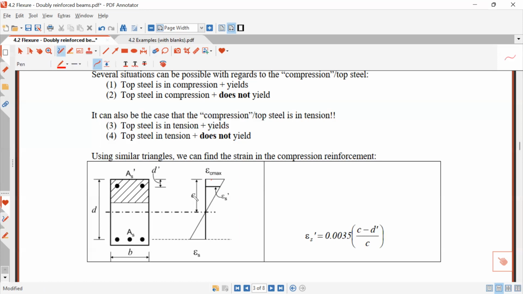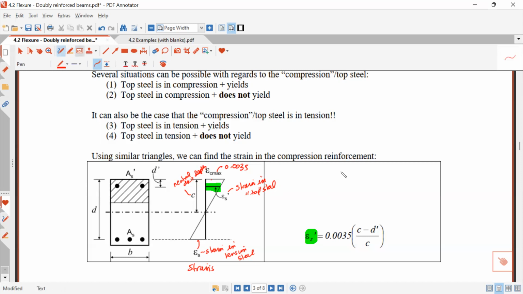So we remember this is the neutral axis depth. This is c, right? We remember this is 0.0035. What am I showing here? These are the strains, right? Here's the strain in the tension steel, and this is the strain in this top steel. Okay, so if I use similar triangles, I can figure out what this strain is here. I can figure out what this is just by using similar triangles.